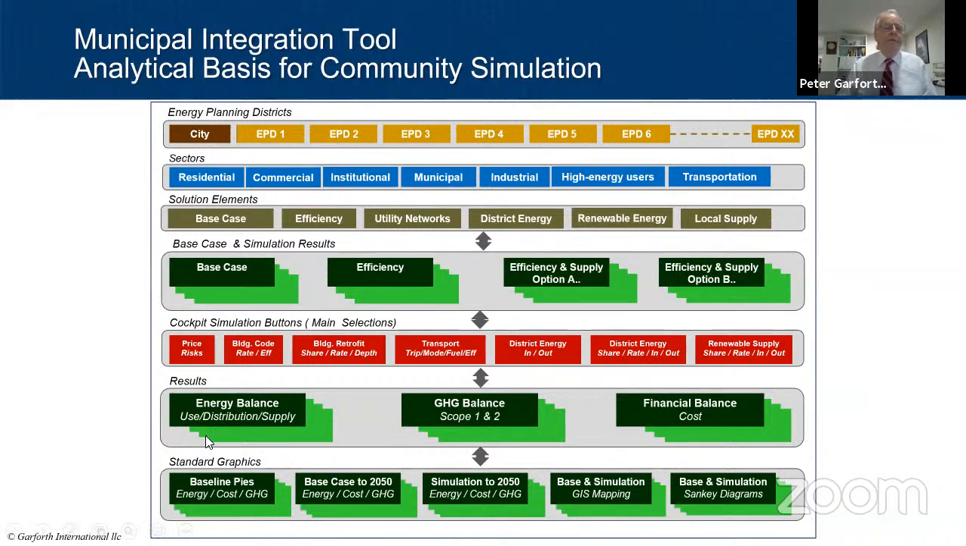But in terms of standard graphics, obviously, we have things like the baseline pies, the bar graphs, the simulation pictures, the GIS mapping by energy planning district. So for example, if we want to look at the electricity use in single family homes by neighborhood, on single family homes that are 30 years old, then we can basically carve out those pieces of the data set and create GIS maps of the pictures. And then Sankey diagrams, and we'll show you a few of those.